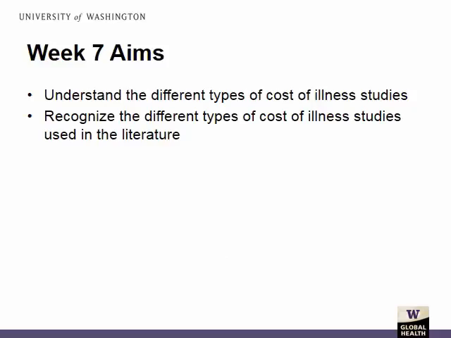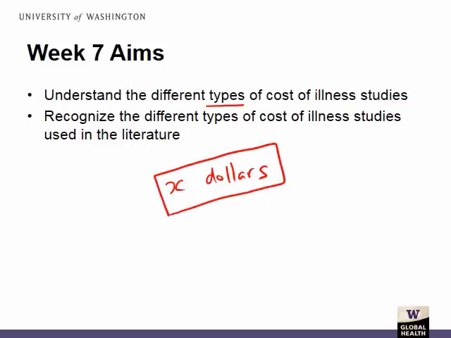The aims this week are to understand the different types of cost of illness studies that are available in the literature and to recognize them once you see them. So if you read, you'll find papers that say that the burden of disease in some place, in some country, for a certain disease is X dollars. And I would hope that by the end of this week, you'll be able to decide which method of estimating this X dollars burden of disease was.